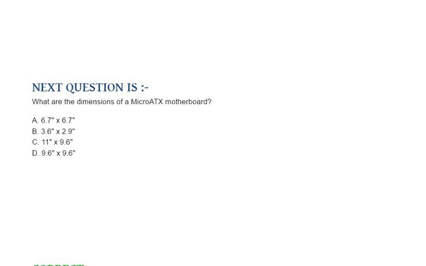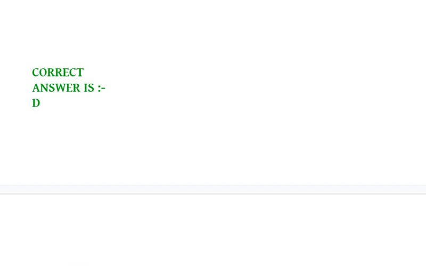Next question is what are the dimensions of a micro ATX motherboard? Option A, 6.7 inch by 6.7 inch. Option B, 3.6 inch by 2.9 inch. Option C, 11 inch by 9.6 inch. Option D, 9.6 inch by 9.6 inch. Correct answer is option D.